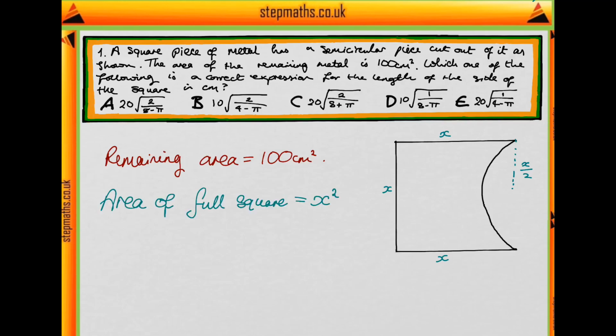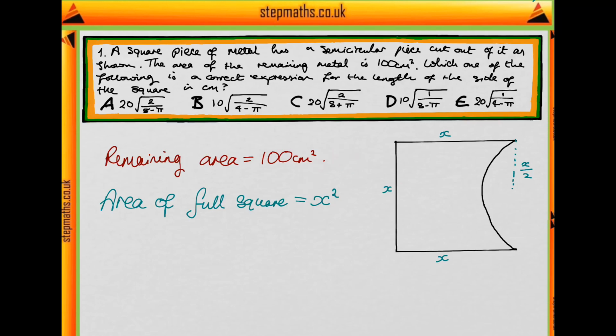The next thing we can do is think about what the area of the full square is if we extended this line down here and forgot about the semicircle cut out. Then we can work out what the area of the semicircle is, and we can use an equation to find out the area of this. So the area of the full square is just x squared.